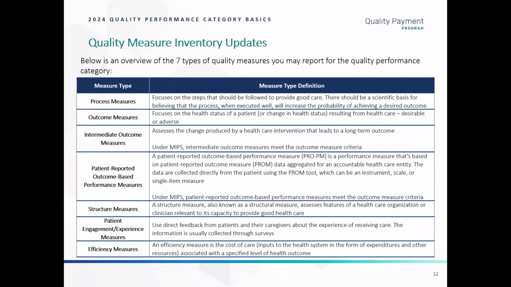Also, as a continuation of the quality measure inventory update, below is an overview of 7 types of quality measures you may report for the quality performance category. So you will see that there is an inclusion of process measures, outcome measures, intermediate outcome measures, patient-reported outcome-based performance measures, structure measures, patient engagement / experience measures, and efficiency measures. Next slide, please.